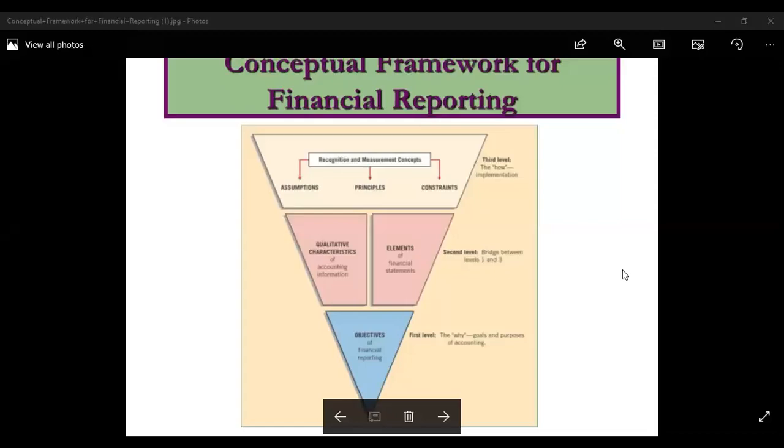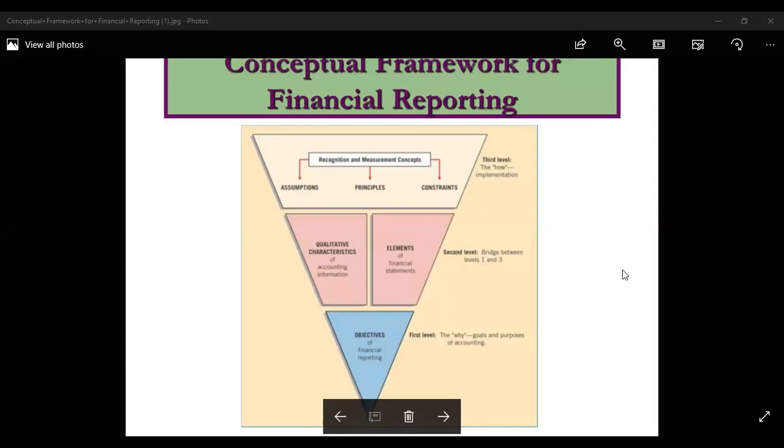Good morning, everyone. We are going to continue our discussions about the conceptual framework for financial reporting that we said on a lot of occasions is the bedrock or foundation or background of our accounting standards, which we will discuss in detail as we go along the way.